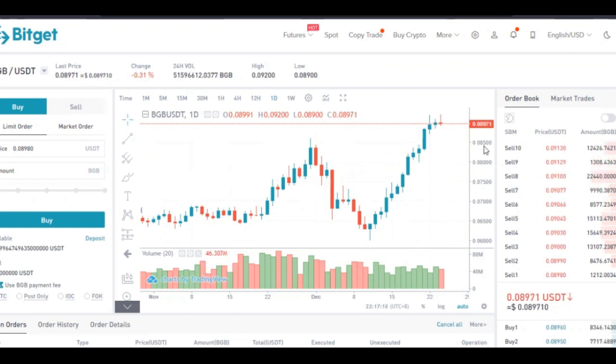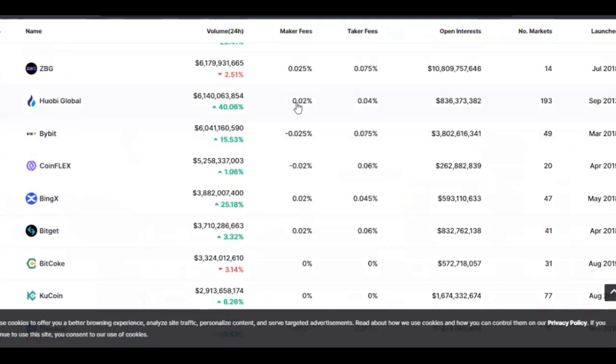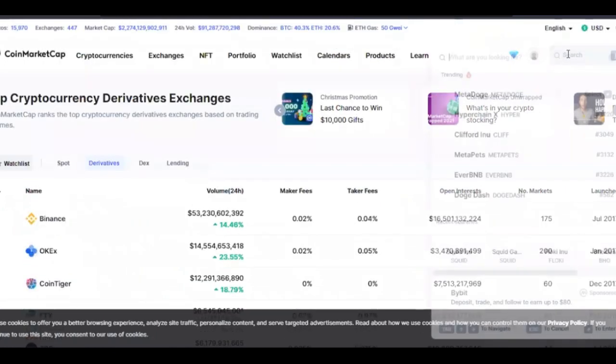If it gets to $20, whatever the price gets to, it is all to your advantage. So presently, it has about 500 million or thereabout in circulation, and then the total supply is about a billion plus. You get those details when you go to CoinMarketCap here. Details about this token, you can find them here.